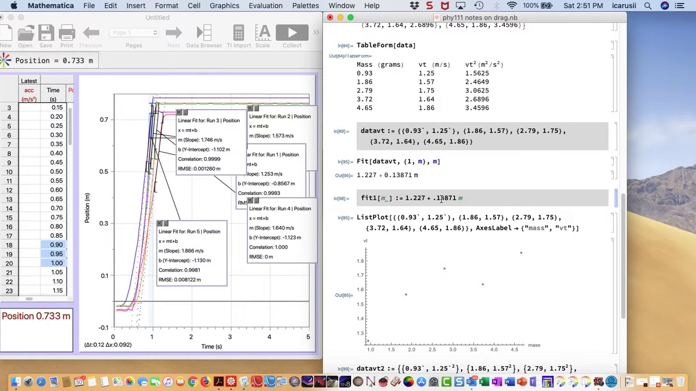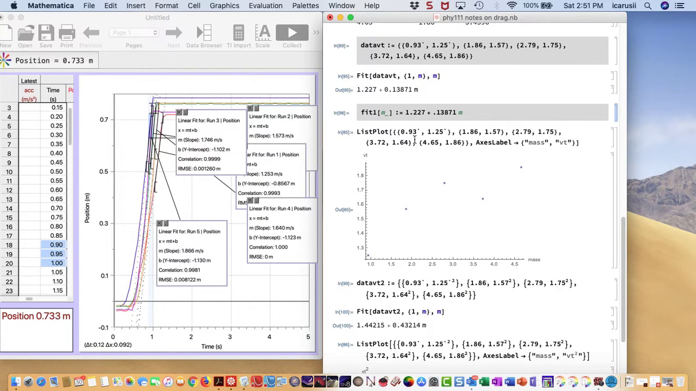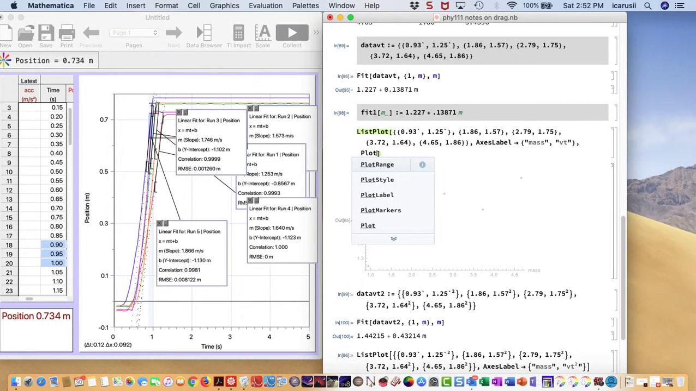So here's my fit for velocity versus mass, in this second plot. And you can see what the data looks like for this particular plot. And I'll just label it: plot label, velocity versus mass.